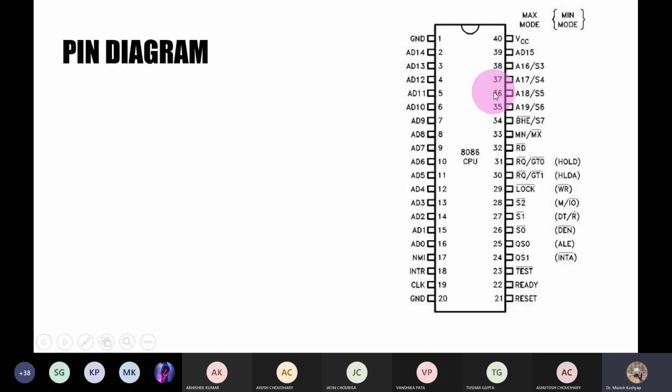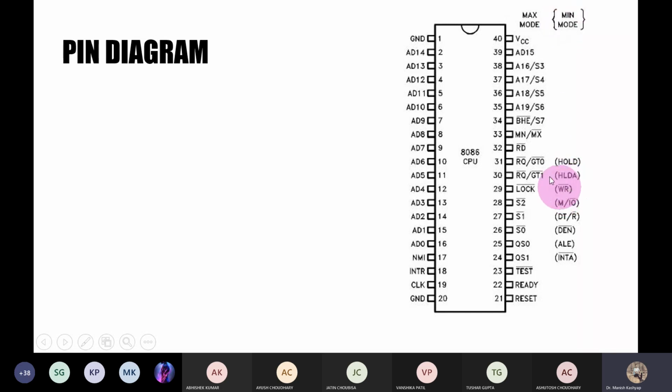Once the hold request is made and these buses are tri-stated, then the HLDA pin will be held high. That is the 8086's way of acknowledging that the data bus and the address bus have been given to some other device. So for that purpose, we use the hold and HLDA signals in minimum mode.